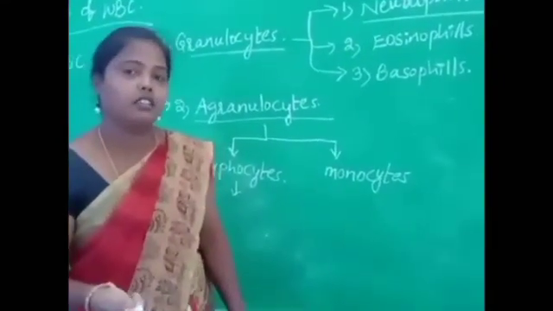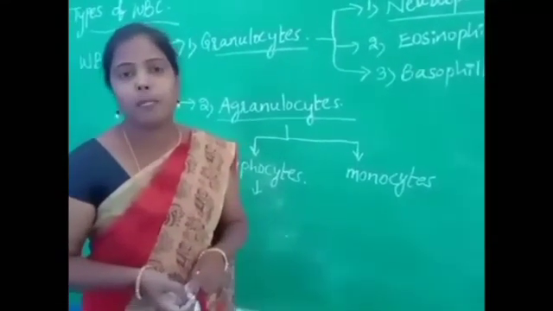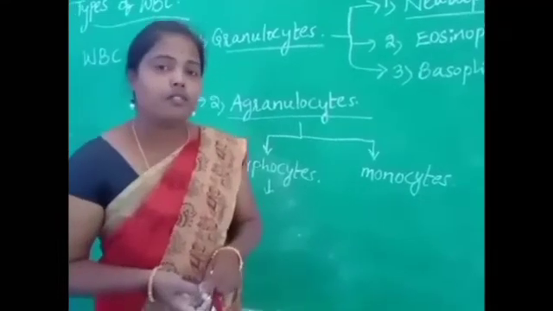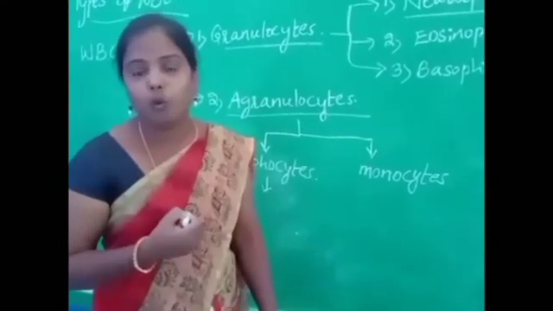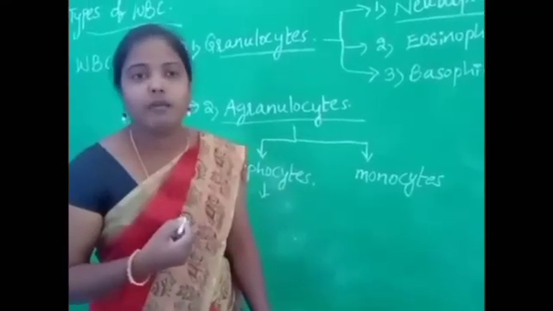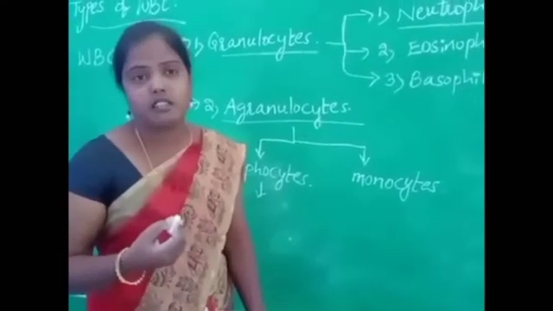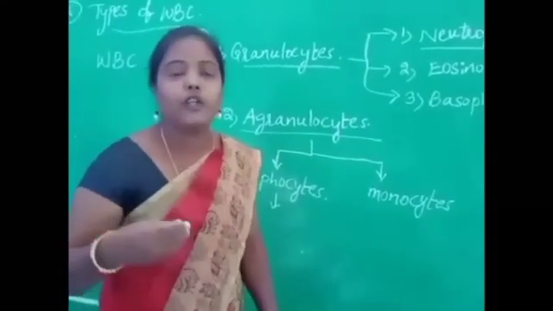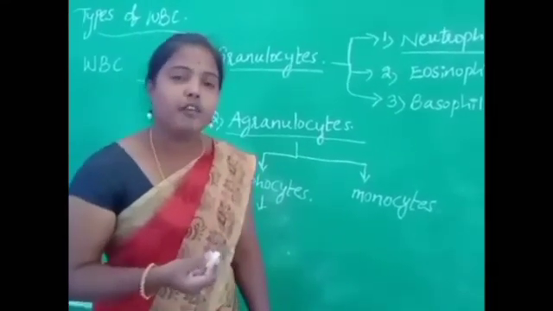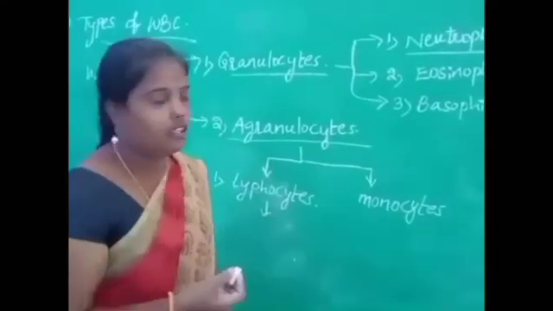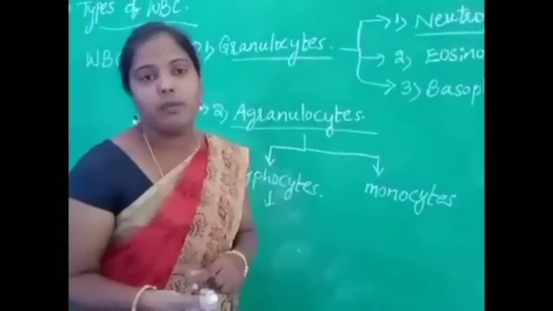Lymphocytes secrete antibodies. Children, we already discussed this in the previous class. What are antibodies? Weak and dead microorganisms are injected into our body through injection. These weak and dead microorganisms activate our white blood cells, so the white blood cells become very active in our body and kill the dead and weak microorganisms. So what is the main function to activate white blood cells?